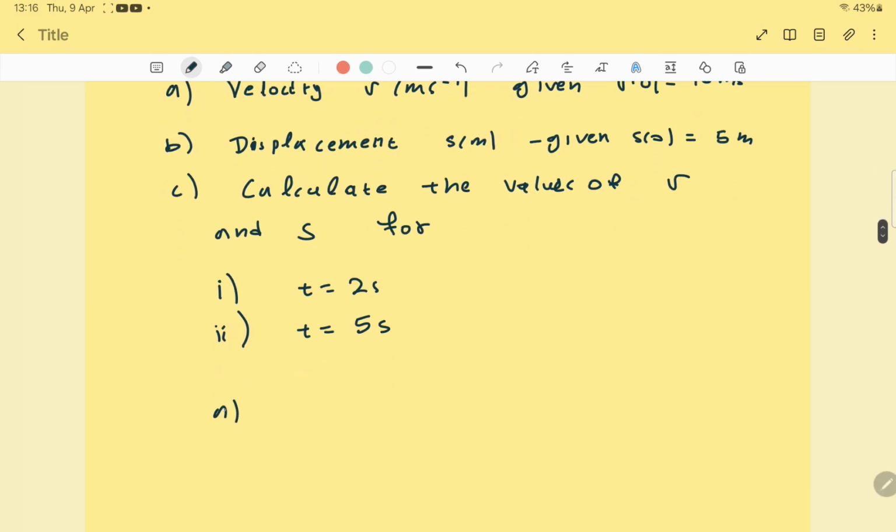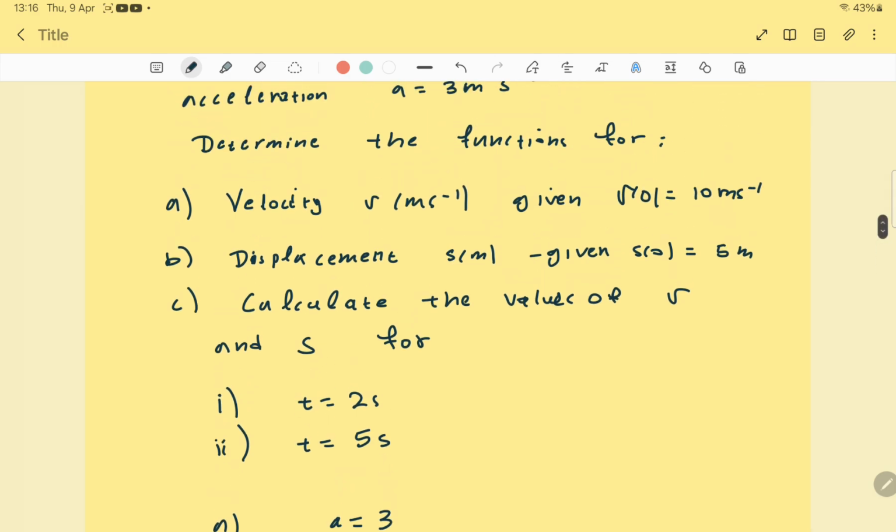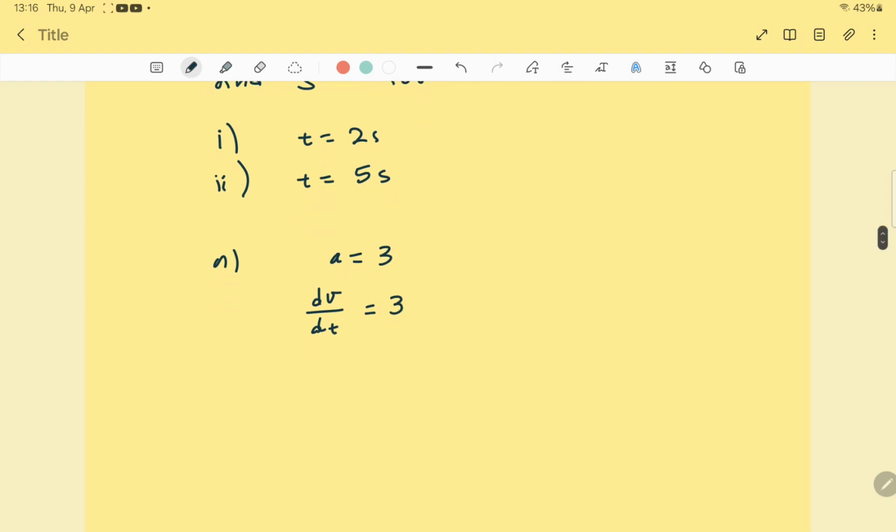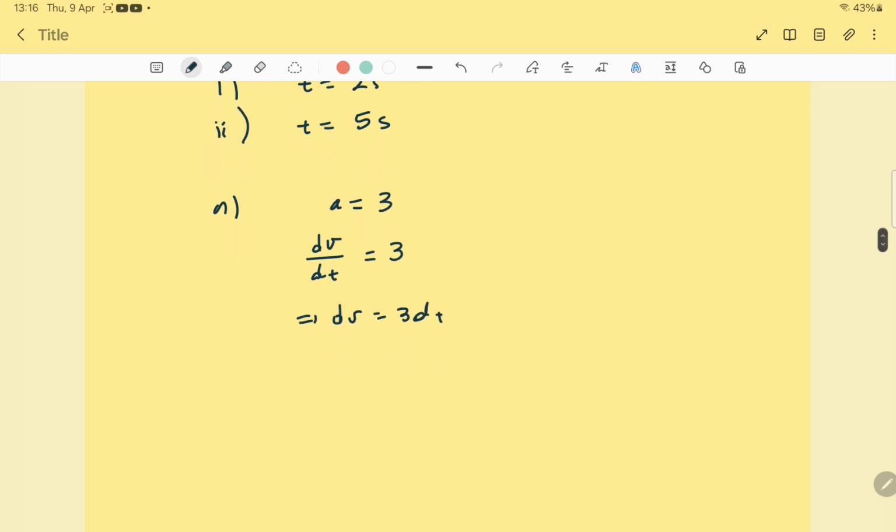So let's start with the first one. We know that the acceleration is equal to 3, a constant function. The acceleration is the derivative of the velocity with respect to time, and that's going to be 3. So from here we have dv equals 3 dt. So basically we have to integrate both sides.